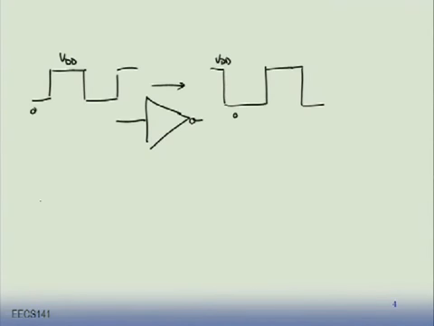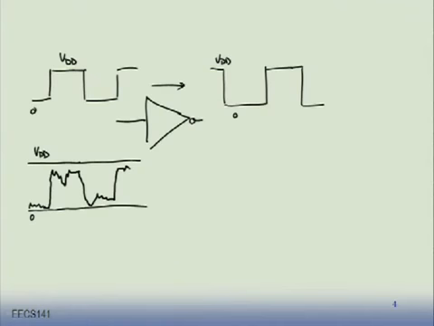Now the input is something that looks like this. So here is my ideal ground, and here is my ideal VDD. You get something that looks like this coming out to the output. Would you like something that is exactly inverted, a noisy version of that? Or would you like it to clean up the noise? We'd like it to clean up the noise so that we get things that look digital.